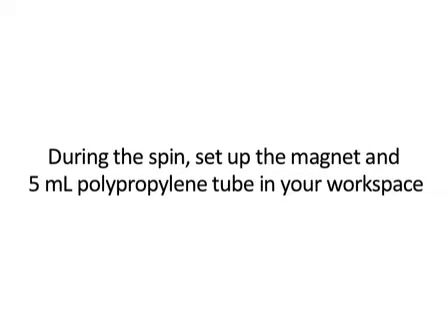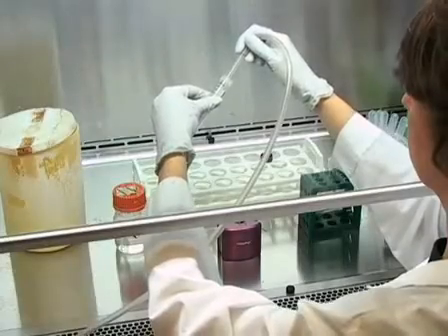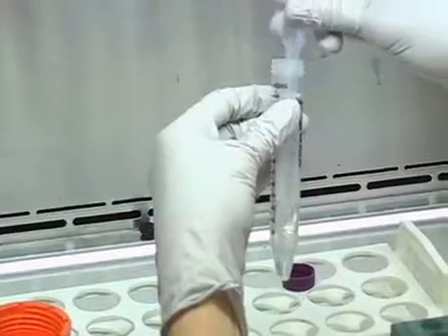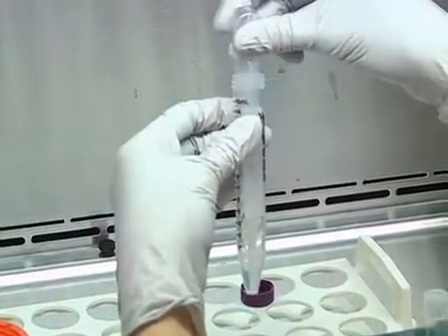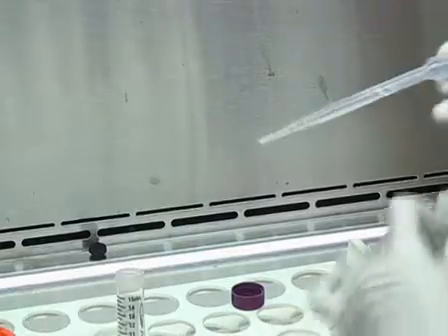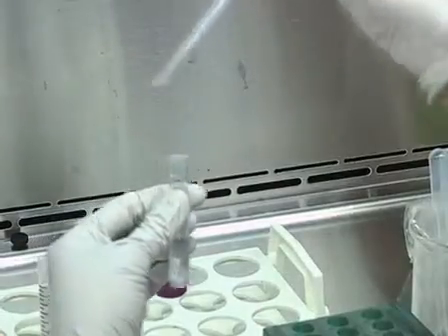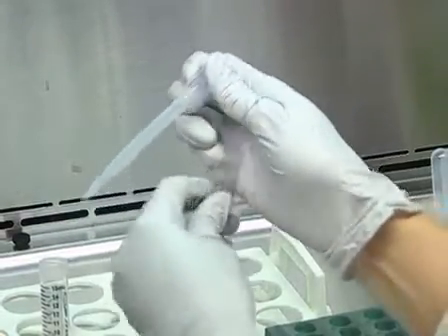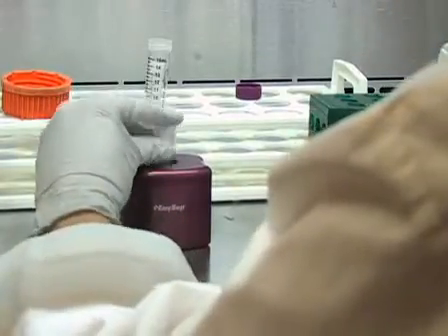During the spin, set up the magnet and 5 milliliter polypropylene tube in your workspace. Aspirate liquid from cell pellet. Add 2 milliliters running buffer and remove clumps using a transfer pipette. Using the same transfer pipette, transfer cells into the 5 milliliter tube and incubate in the magnet for 15 minutes.